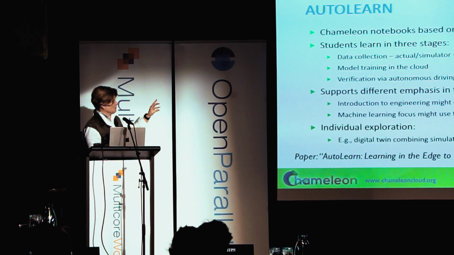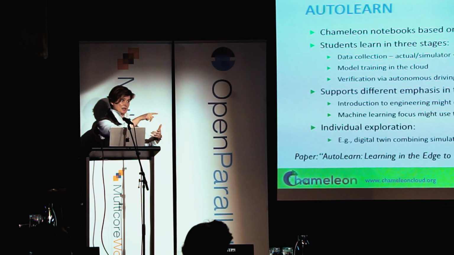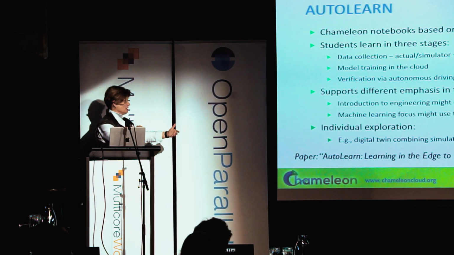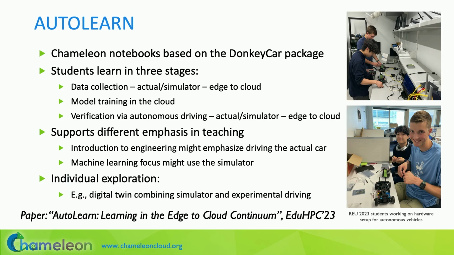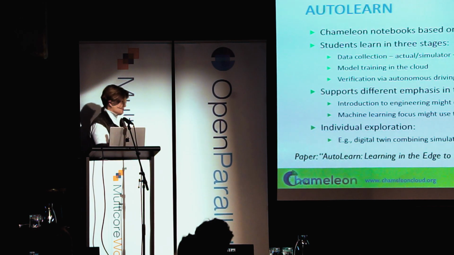And he works with Donkey Car, which is a package that was published by NVIDIA some years ago. The package allows you to collect data by driving a car, or it has a simulator that you can use as well. Then you train models in the cloud. So the data gets streamed to the cloud, then you train models in the cloud. And then you verify them either via autonomous driving. So you can buy a self-driving car connected to a Raspberry Pi from Amazon for $200. So you can verify them, or you can verify them by a simulator.